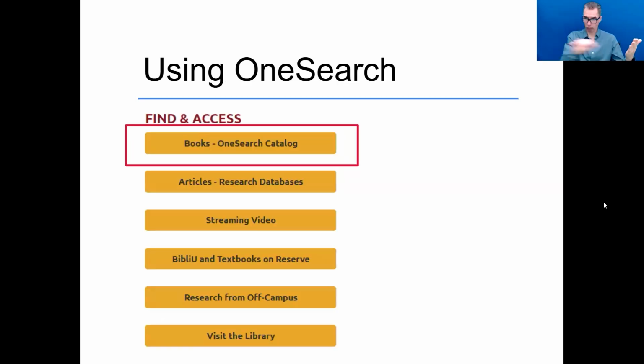Okay, and this is just showing you how to get there. So on our website, go to our OneSearch catalog. Then once you're in there, you can use the filters on the left-hand side. If you go to the next slide.